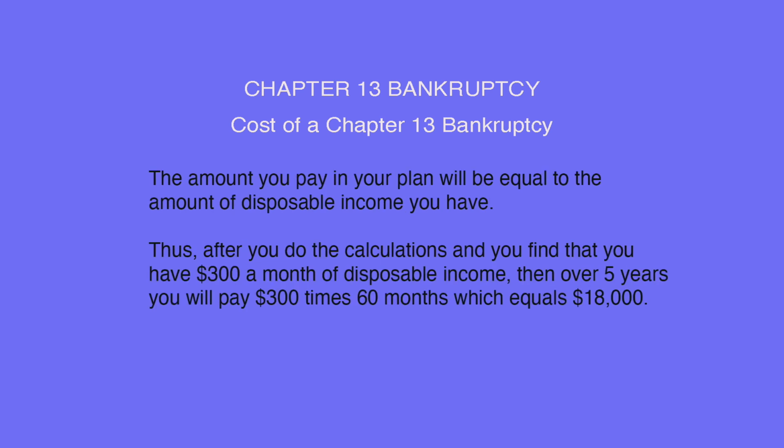The amount you pay in your plan will be equal to the amount of disposable income you have. Thus, after you do the calculations and you find that you have $300 a month of disposable income, then over 5 years, you will pay $300 times 60 months, which equals $18,000.